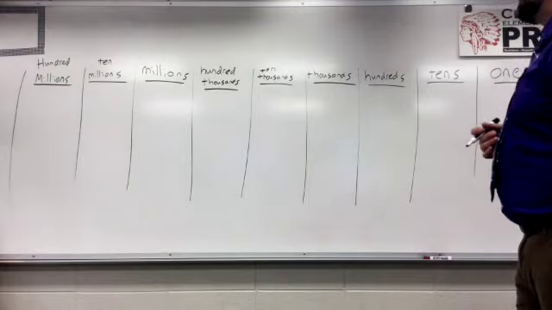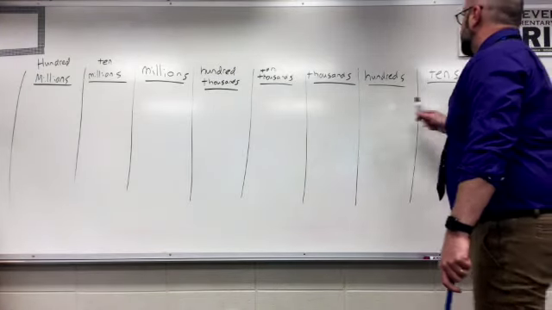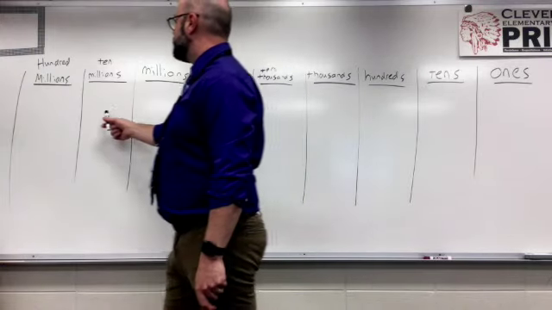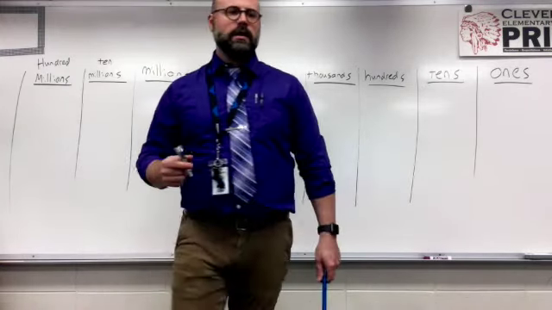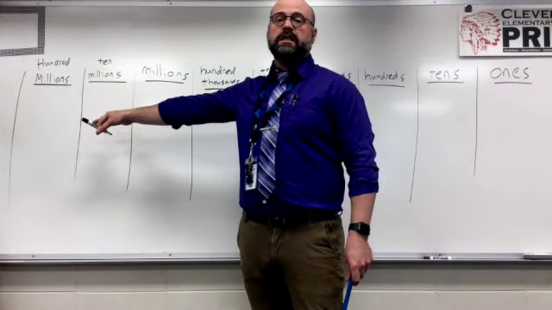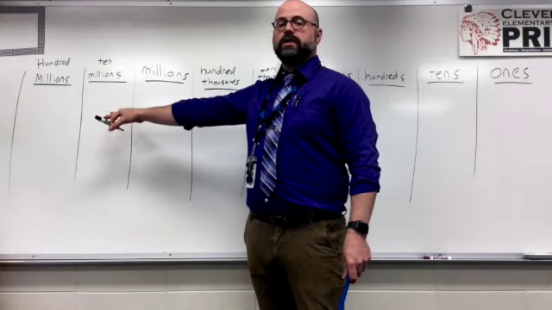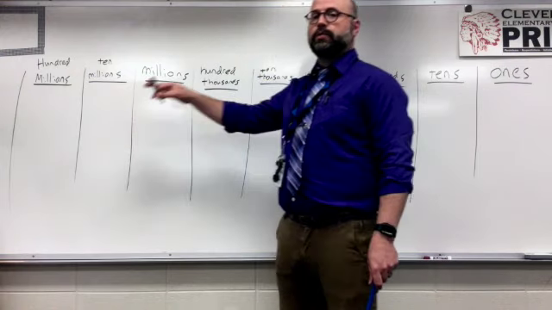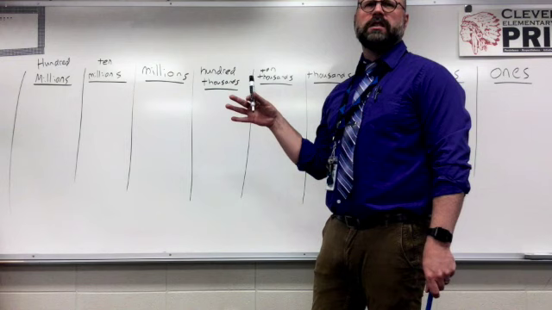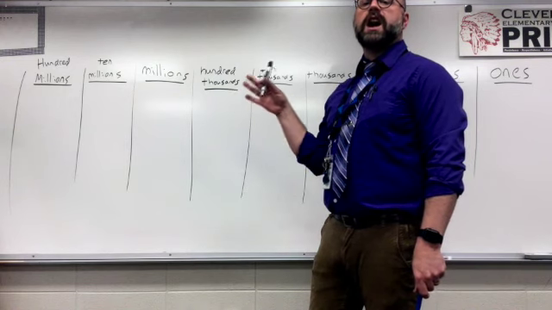Okay, so now that we've looked at that, we've seen ones, tens, hundreds, thousands, 10,000s, 100,000s, millions, 10 millions, 100 millions. What we need to figure out when we're working with numbers that get up this high is that we need to make sure that we have proper comma placement.